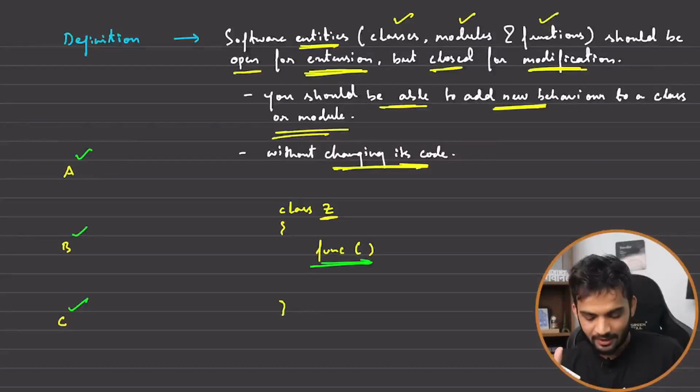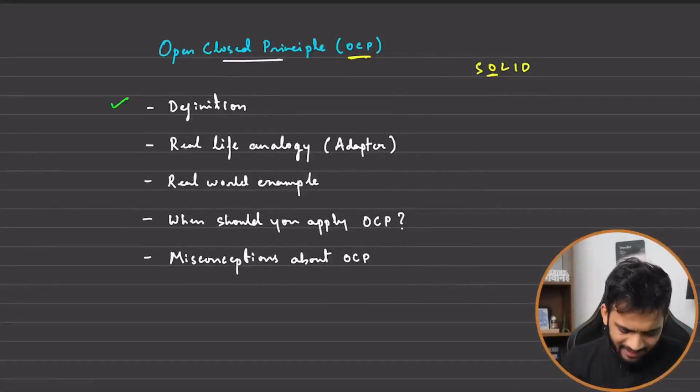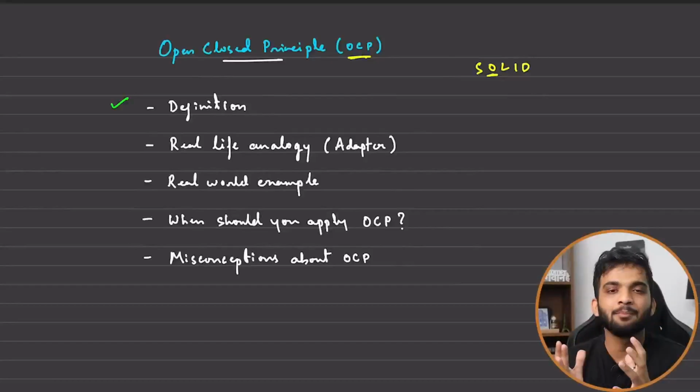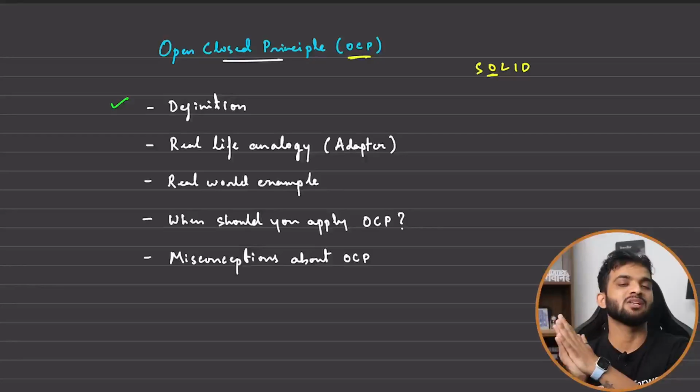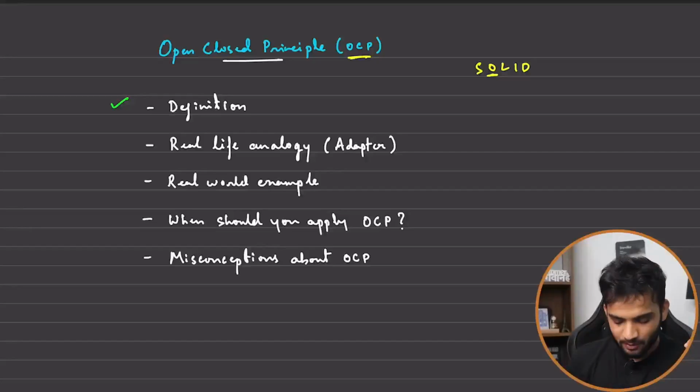It's pretty much clear, right? Perfect. So I can say that I understand the definition on a very high level, that I shouldn't be tampering with or modifying the existing code. I should always use extension. Okay. Next one. Can you give us a real life analogy?